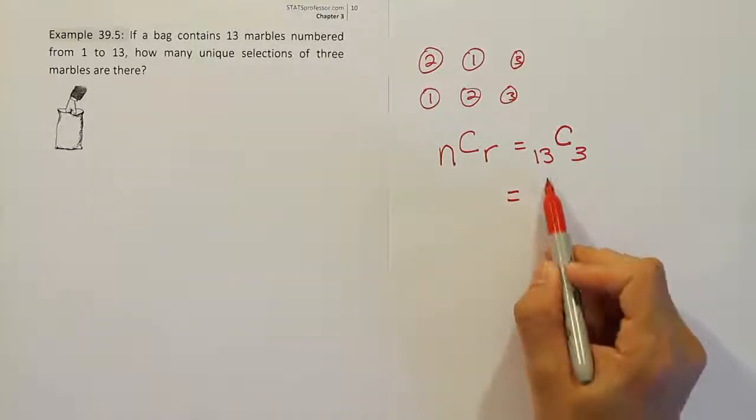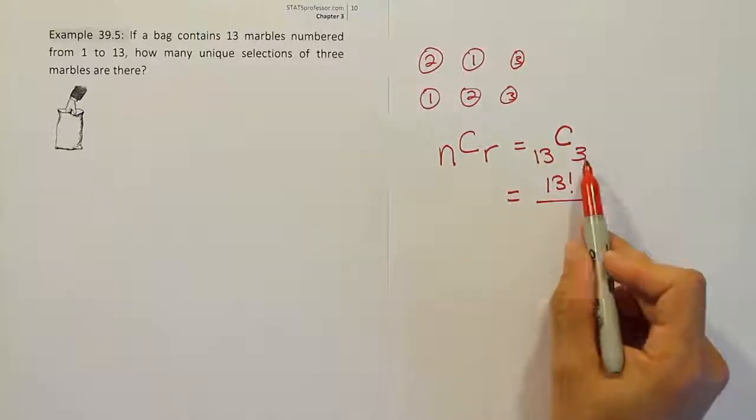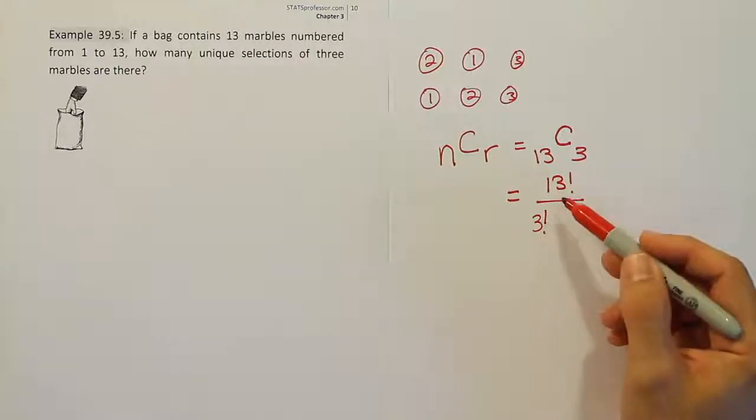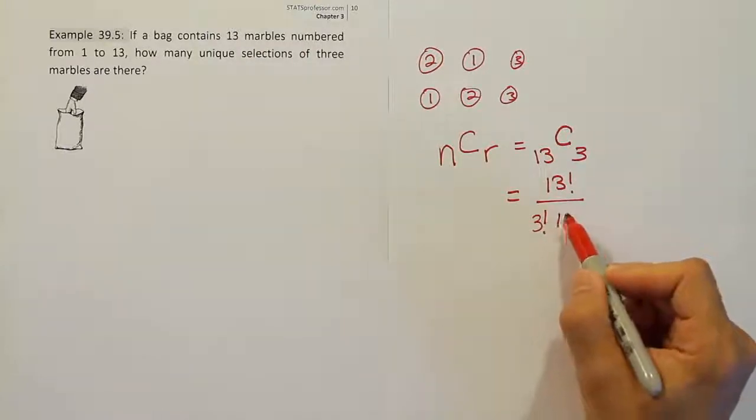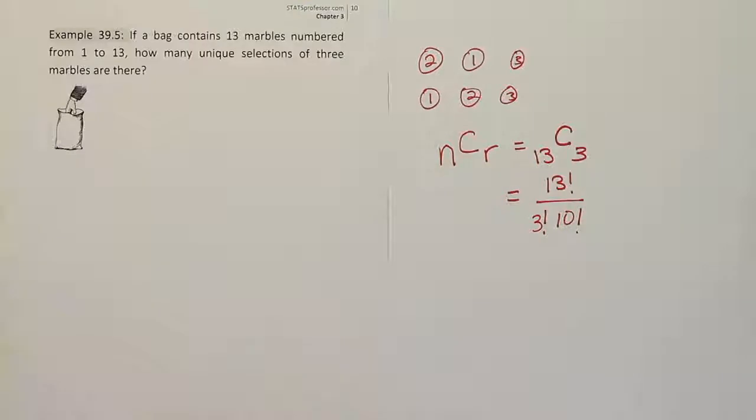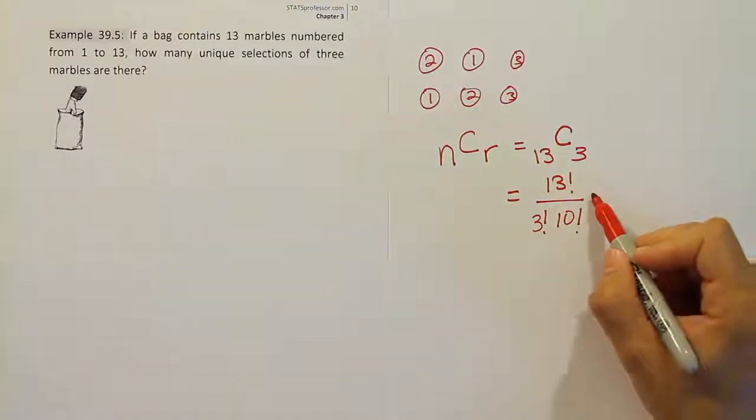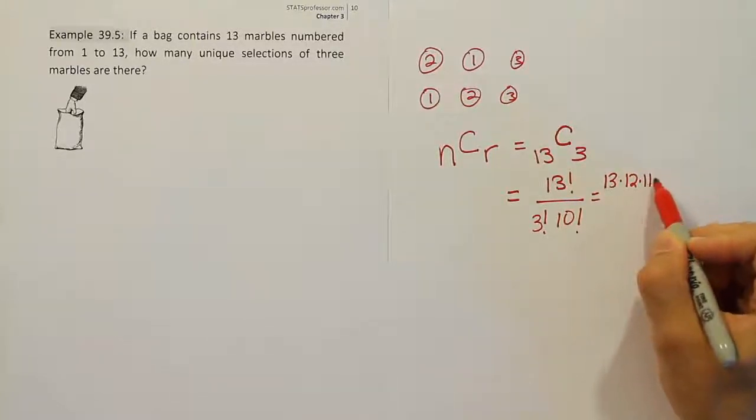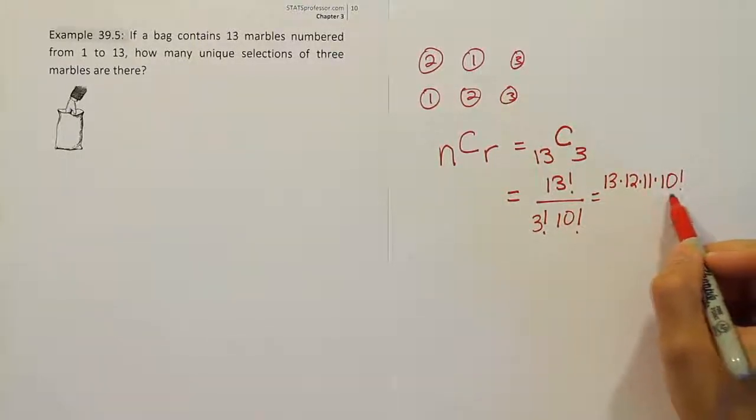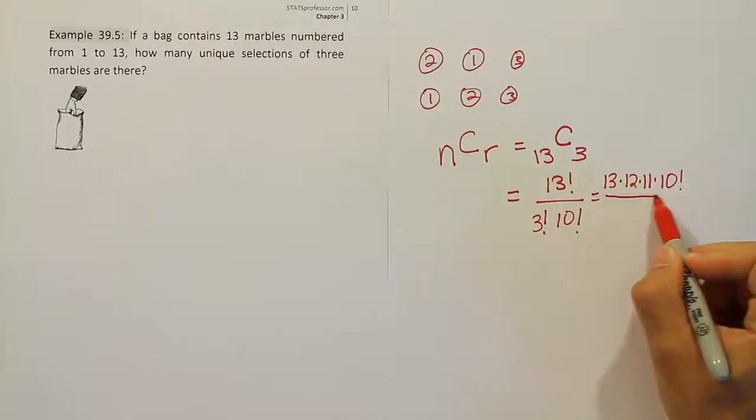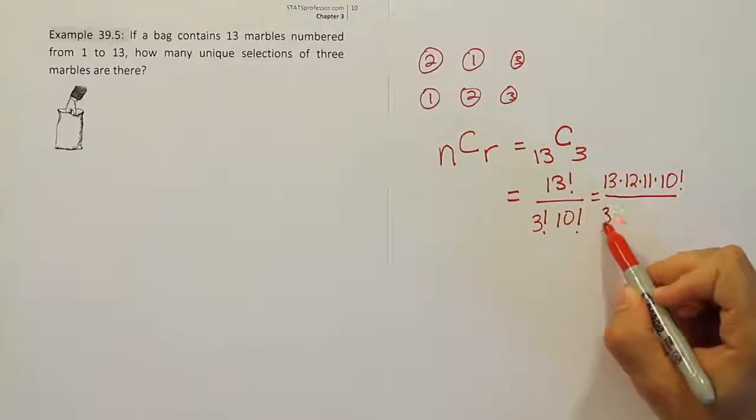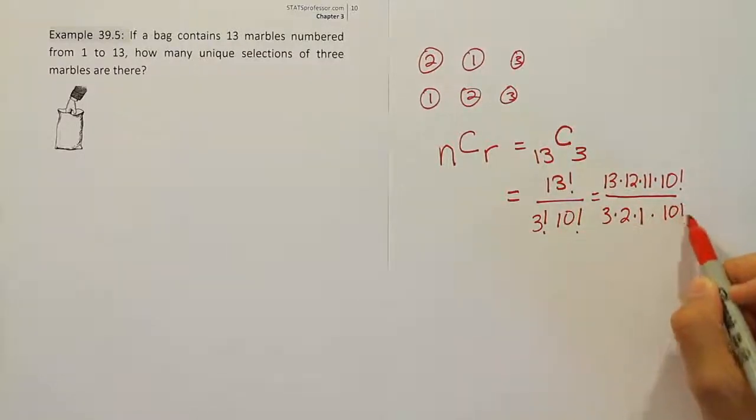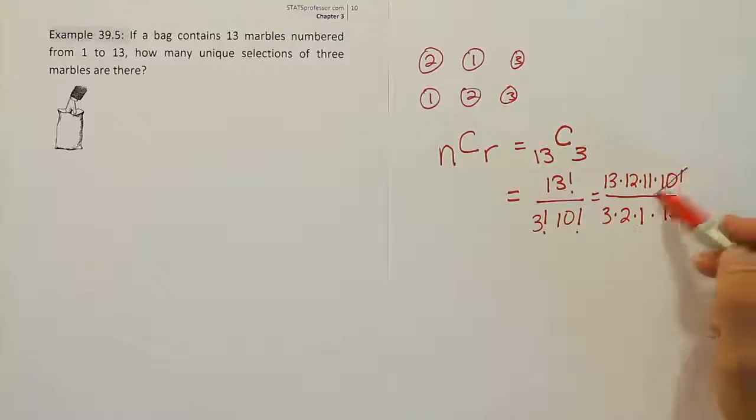We take the first number, put it on top, factorial. We take the second number and put it on the bottom, factorial. And then we take the difference between these two. So 13 take away 3 is 10, and we put that on the bottom, factorial. From there, we just extend this one out. We do 13 times 12 times 11 times 10 factorial, and we stop as soon as we see the same thing at the bottom. Then on the bottom I'll do 3 times 2 times 1 times the 10 factorial. Because everything is multiplied here, I can cancel.